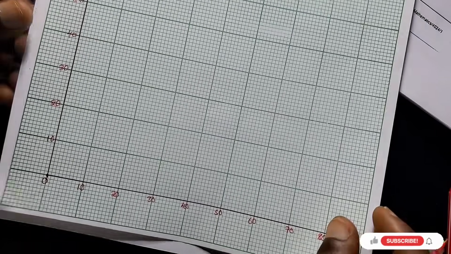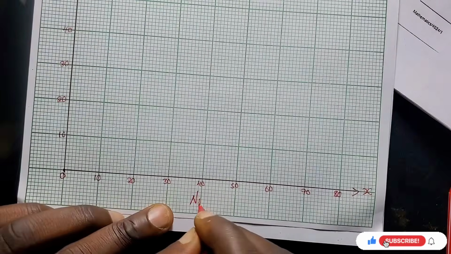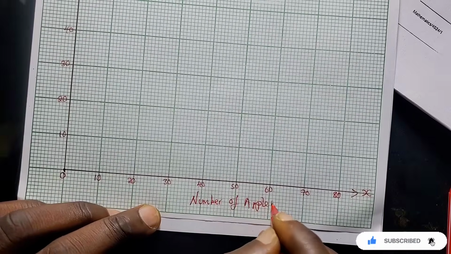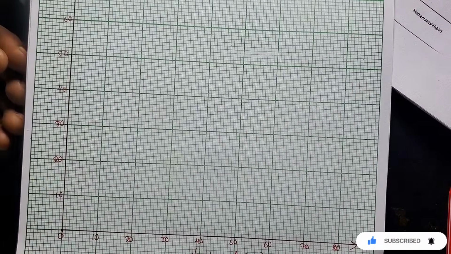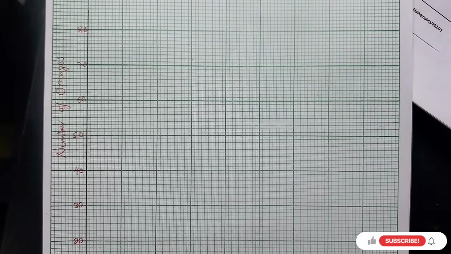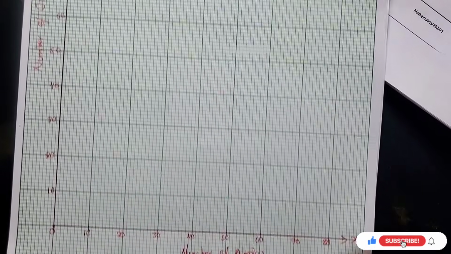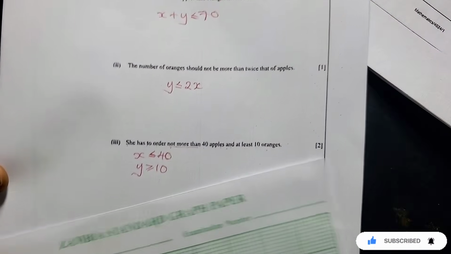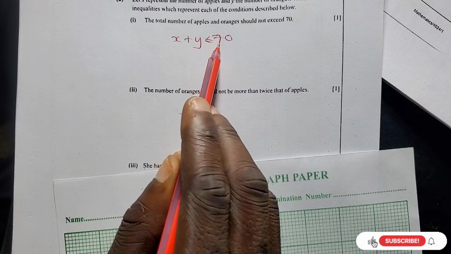So we're going to do just that. Here we write number of apples. Then on the y-axis, we write number of oranges, like this. Then we start plotting, graphing our inequalities. The first inequality is this, which is x plus y is less than or equal to 70.